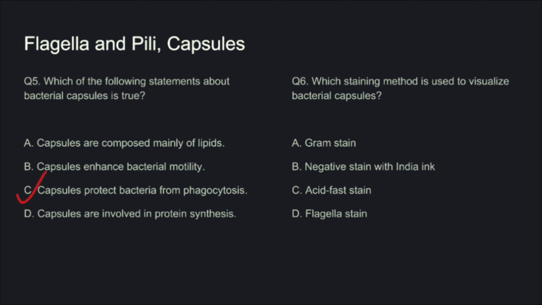Question 6. Which staining method is used to visualize bacterial capsules? Options are A. Gram stain, B. Negative stain with India ink, C. Acid fast stain, D. Flagella stain. The correct answer for this question is option B. Negative stain with India ink.